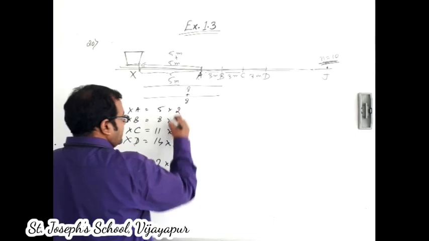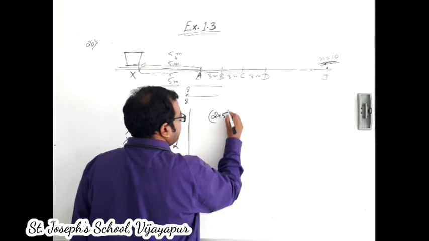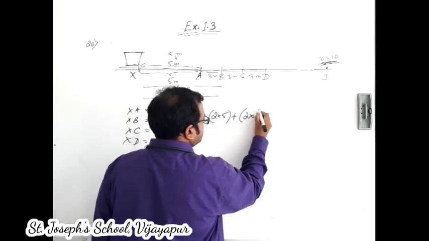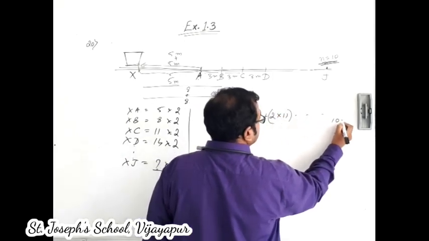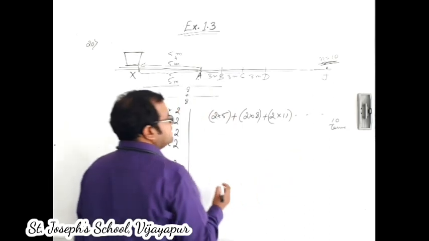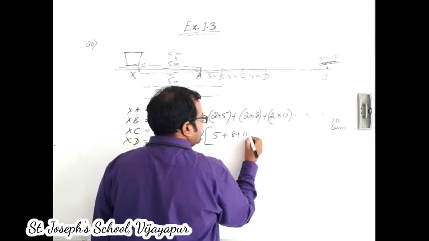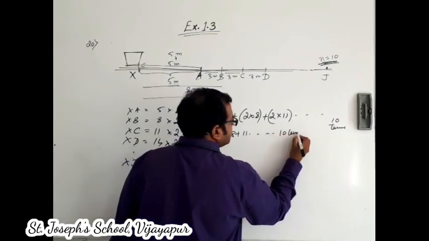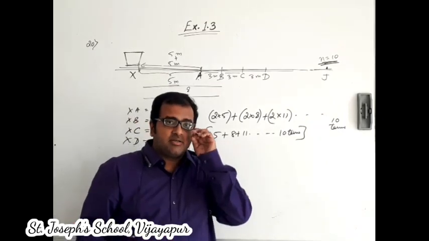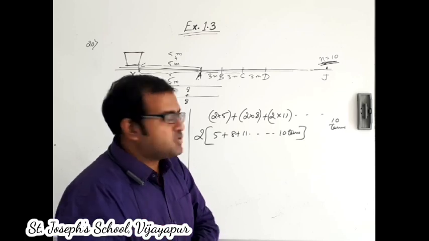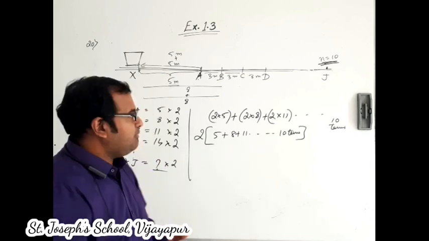A better option is to take 2 common outside from all of them. This is how it looks. First distance is 2 into 5, plus second distance 2 into 8, third distance 2 into 11, and this continues for 10 terms. Take 2 common outside. What do we get? 5 plus 8 plus 11 up to 10 terms. What you see inside the brackets is an arithmetic progression, and we know Sn is the formula we use to find the sum of n terms. Here it is 10 terms. Then finally we will multiply it by 2.